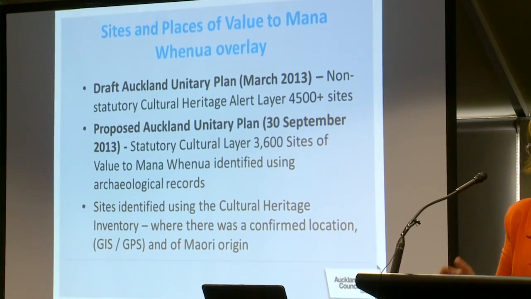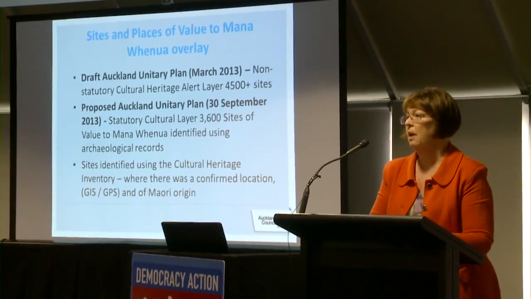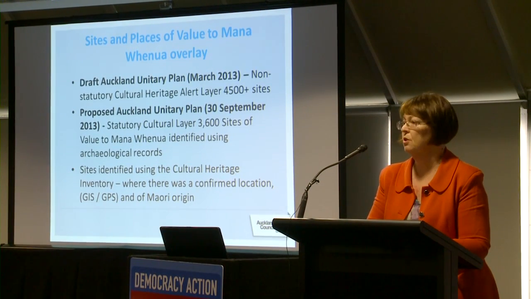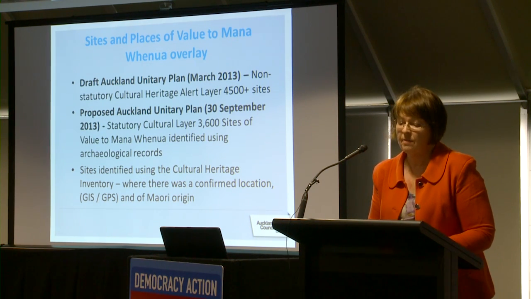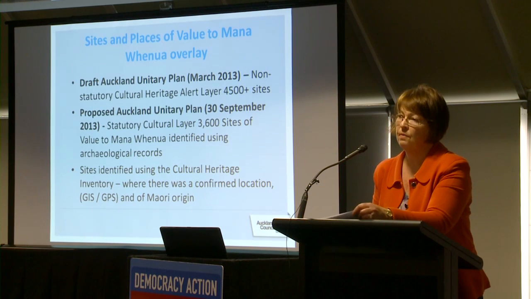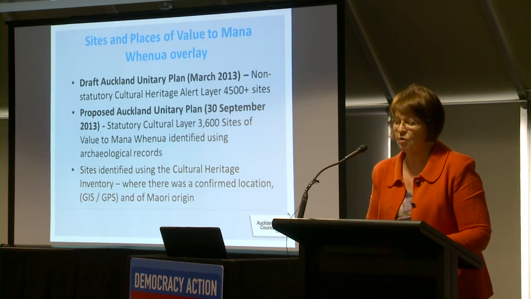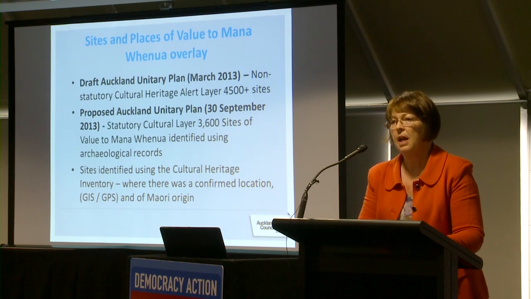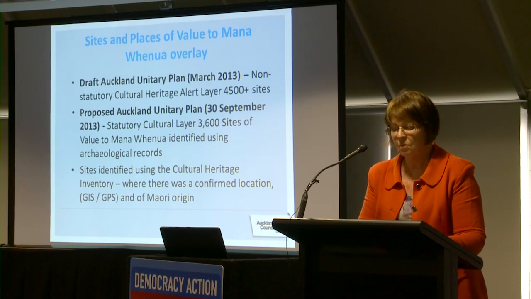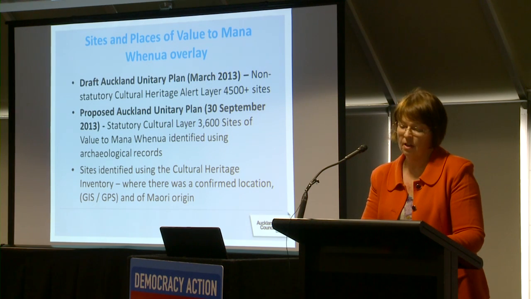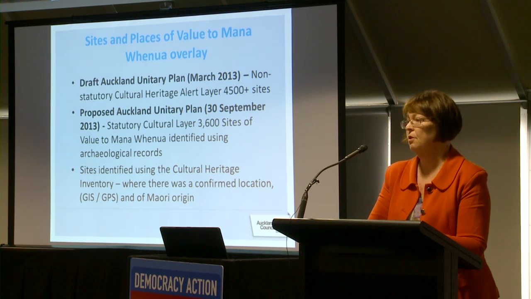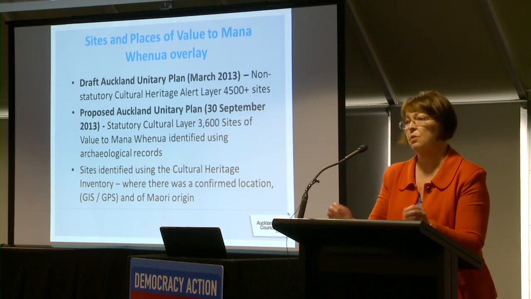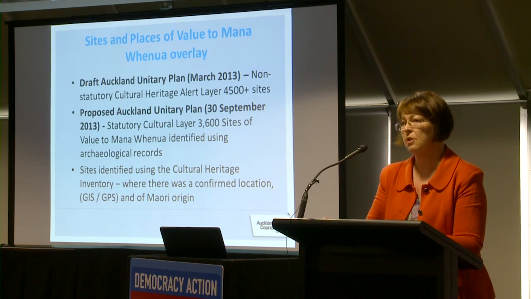The number of sites were reduced down to 3,600 because in looking at the original alert layer, there were a number of non-Māori sites on it. The sites have been identified using the Cultural Heritage Inventory. Now, that was an inventory put together by the former ARC, the Auckland Regional Council, and it was gleaned from data from the New Zealand Archaeological Association sites files. It is very much a precautionary approach. It is saying that these areas were identified by our archaeologists as areas of Māori origin.